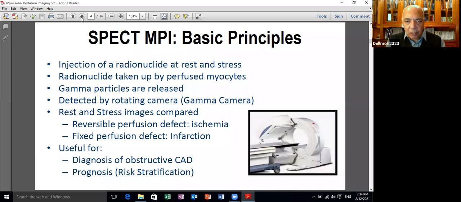The gamma camera usually rotates in the way that I'm going to explain in the next slide. And then we take a rest and stress imaging and compare them. If there is a reversible perfusion defect, this means that there is ischemia. If there is a fixed perfusion defect, that's an infarction. So very, very basic things. Everyone knows that. The SPECT MPI or myocardial perfusion imaging is not only useful for diagnosis of obstructive coronary artery disease, but as well it's very useful in risk stratification and the prognostication of every patient.